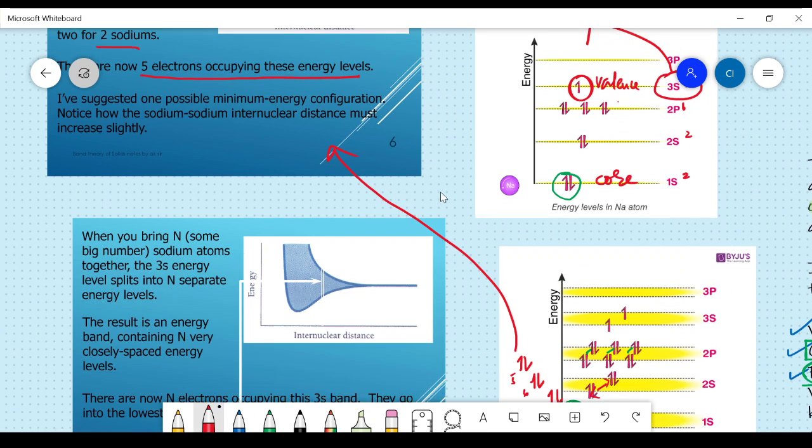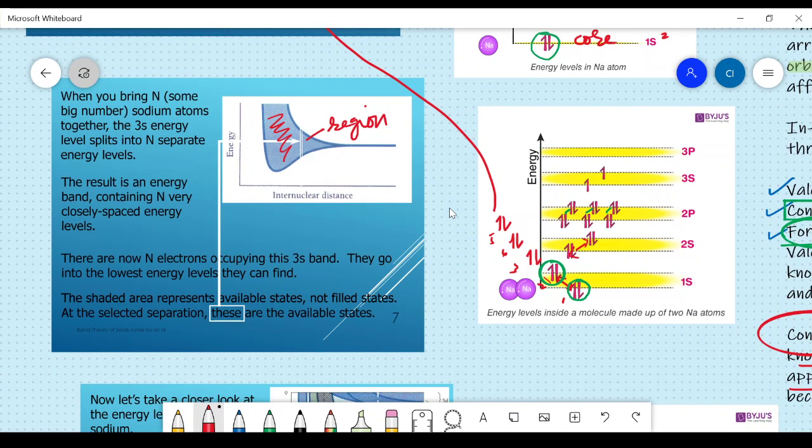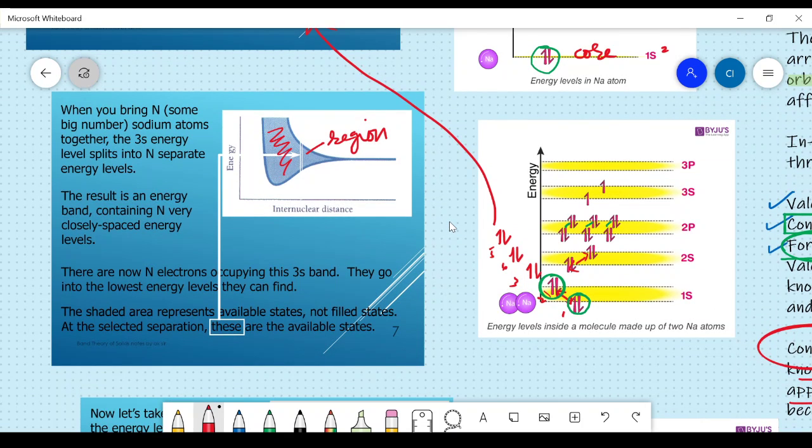That entire thing we shade into a particular region. This is a region where we have available states, and these are not the filled states; these are the benches where students can occupy. That is the region where the electrons can simply go and stay. So when you bring N atoms together, N may be 50 or 5,000 atoms, this particular region is increasing. The energy is increasing, and this is a free space.